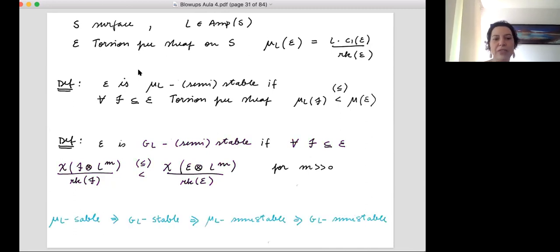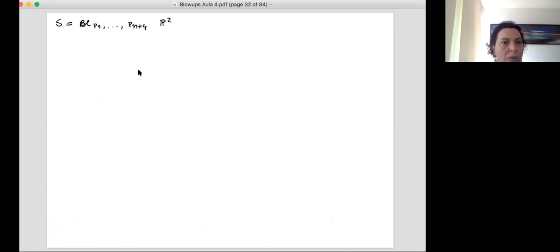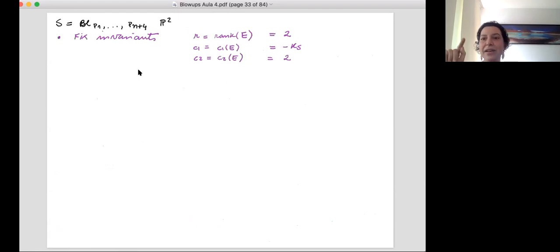And usually we have these implications. So slope stability implies Gieseker stability, which implies slope semi-stability, which implies Gieseker semi-stability. Okay, so now in our situation, the surface is going to be P2 blown up at n+4 points. And these are the magical invariants that we are going to fix.